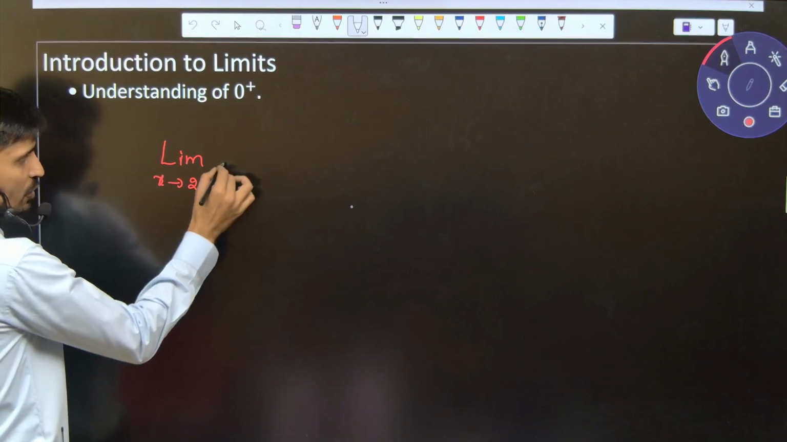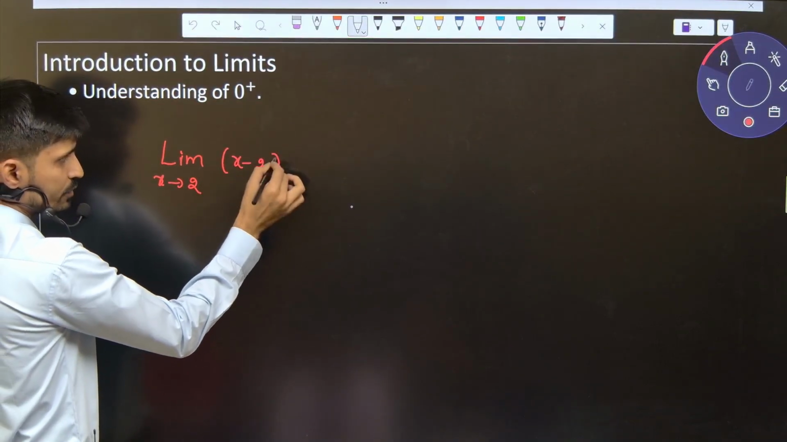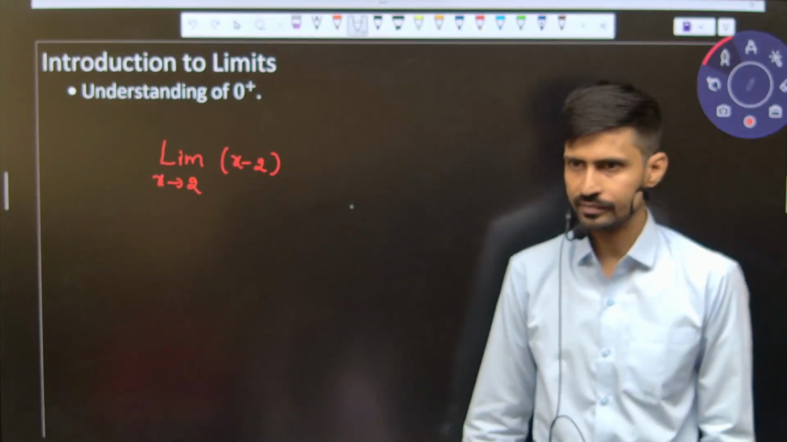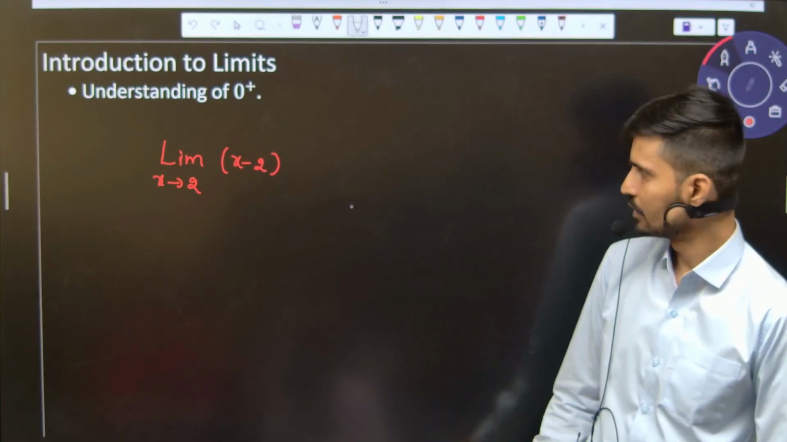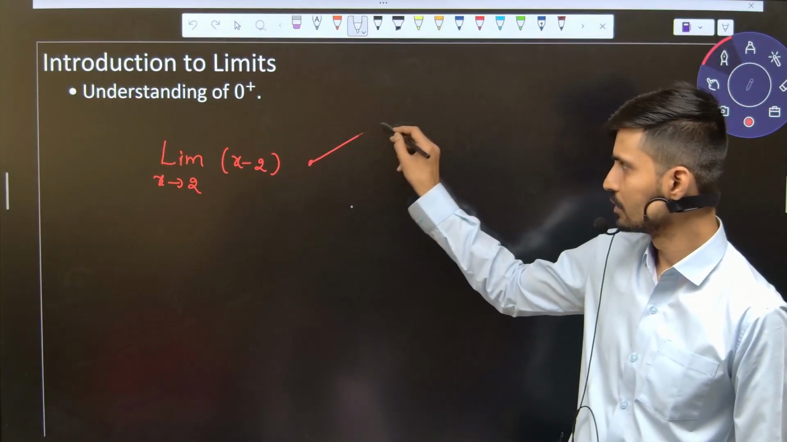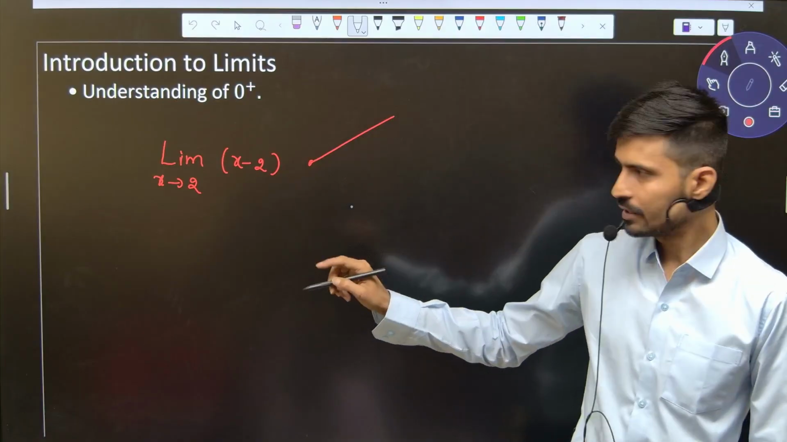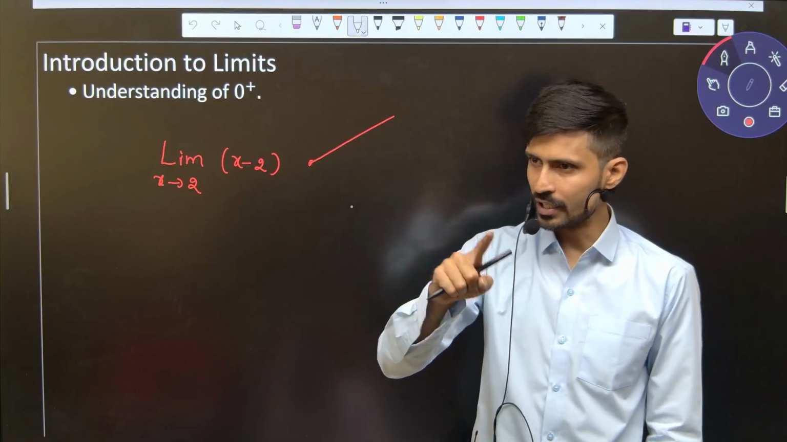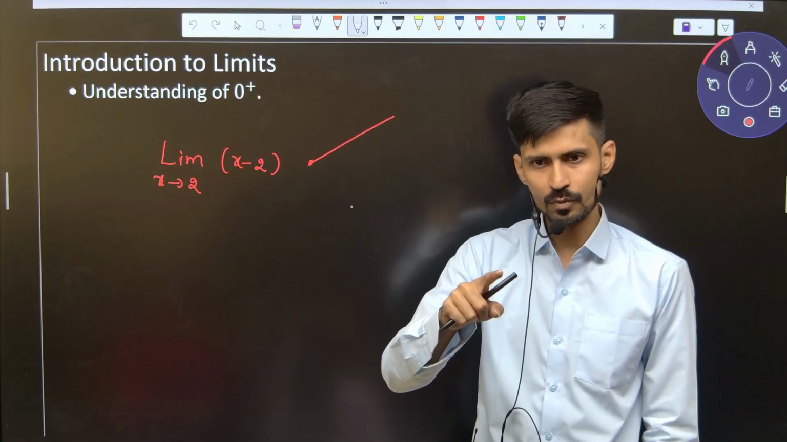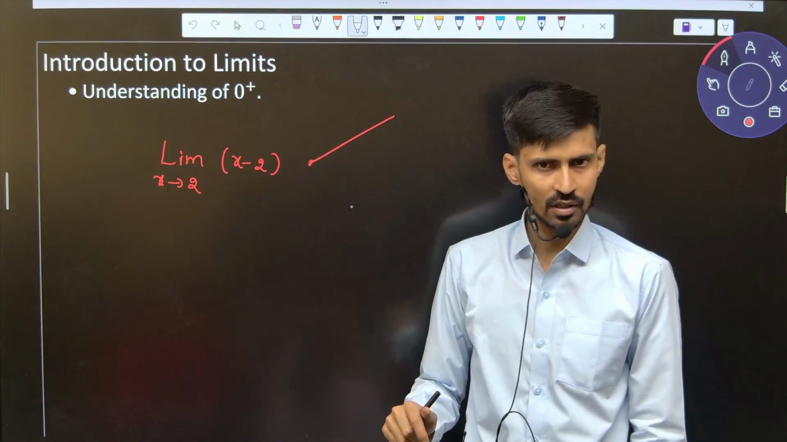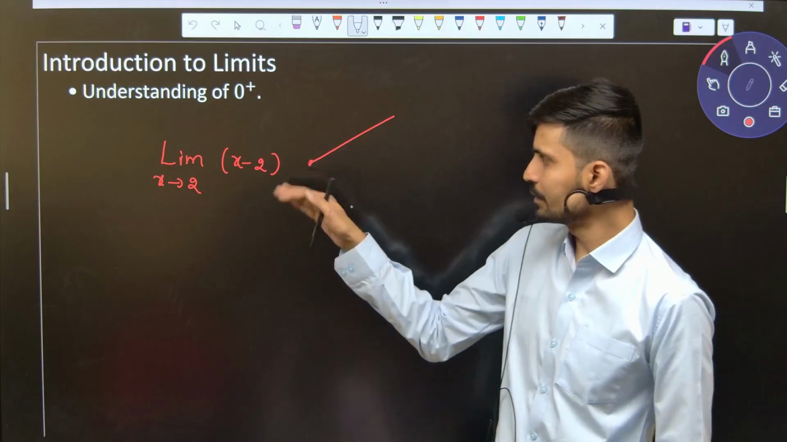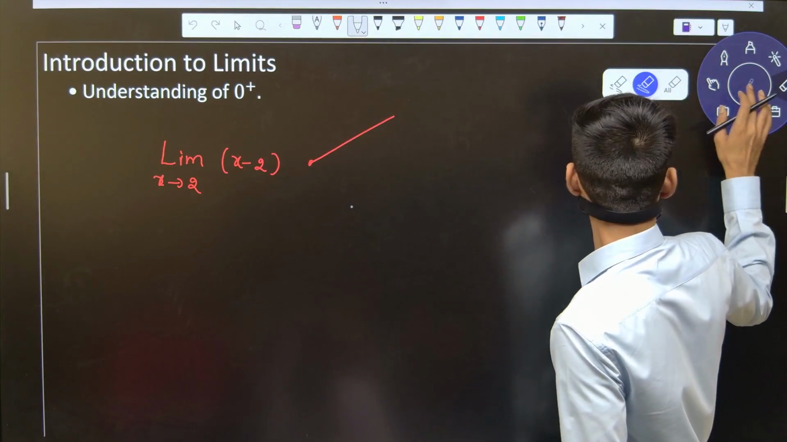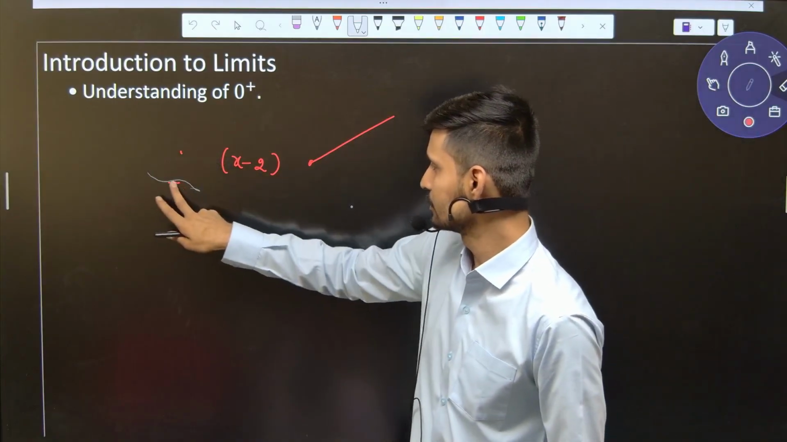Suppose I am writing here limit x tends to 2 of x minus 2. Now see this. Do you remember, x tends to 2 has two meanings: x is 2 plus also, x is 2 minus also. Or simply you can remove this part. I will remove this limit part.